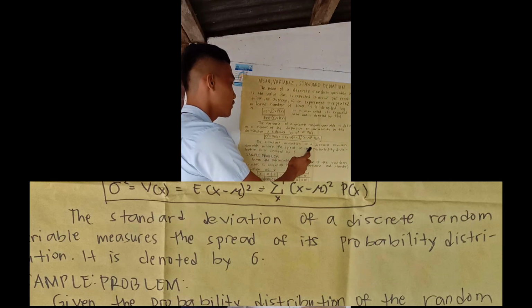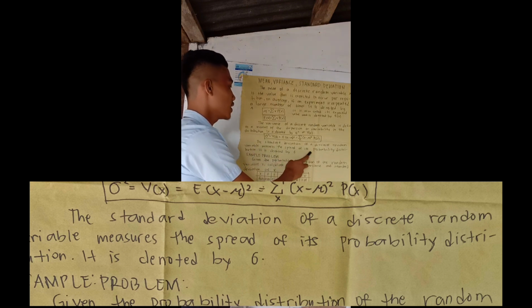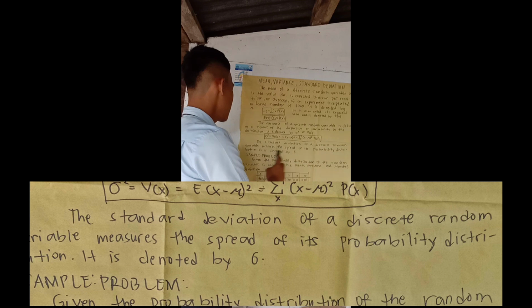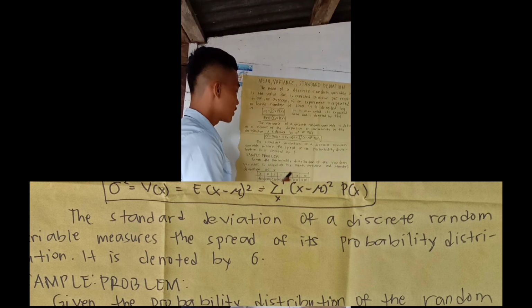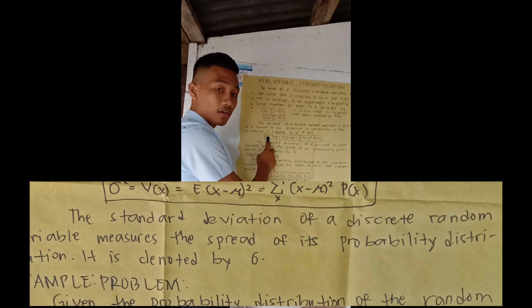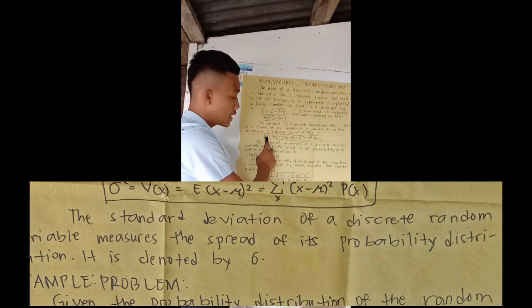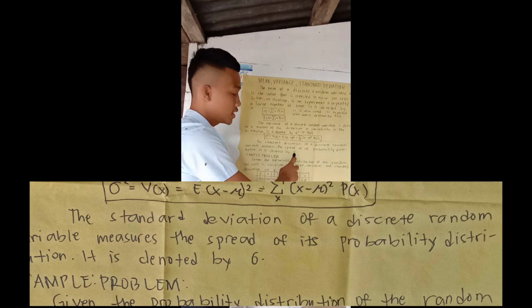Next is the standard deviation. The standard deviation of a discrete random variable measures the spread of its probability distribution. It's denoted by sigma. So the standard deviation is simply the square root of the variance, because the variance is the sigma squared and the standard deviation is simply sigma.